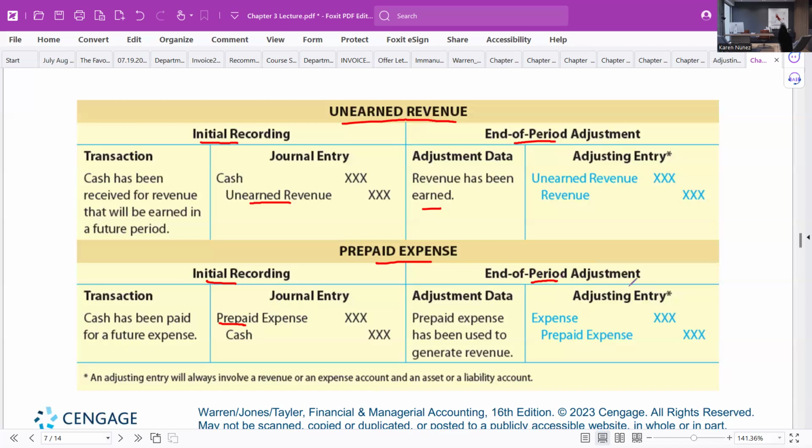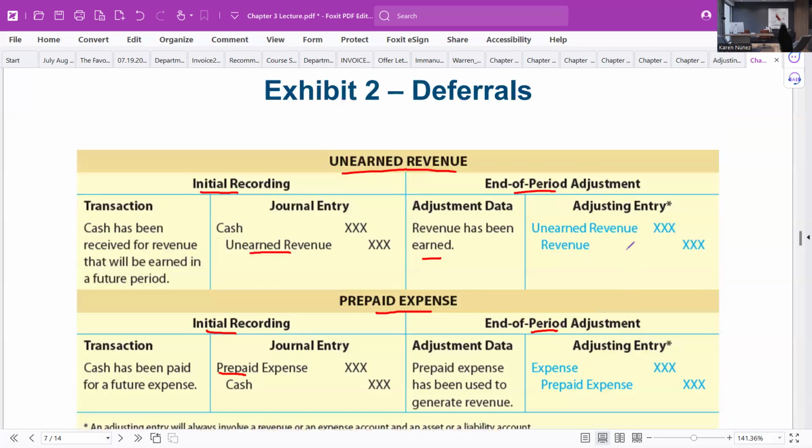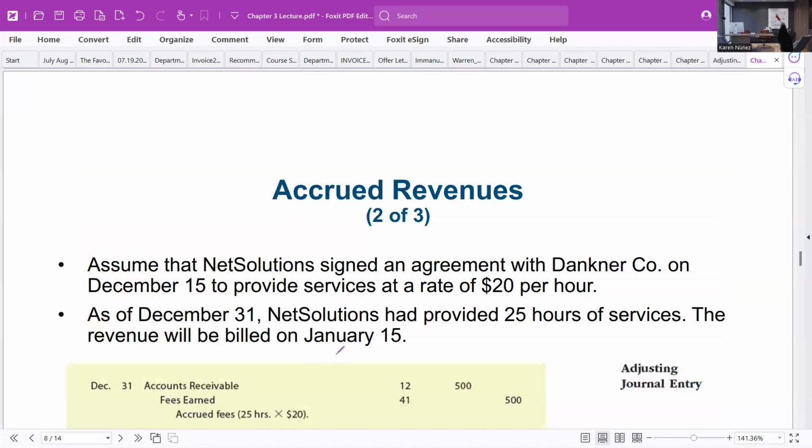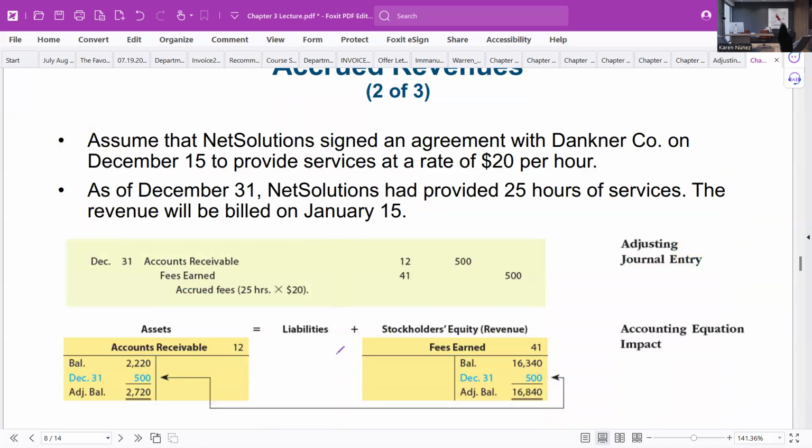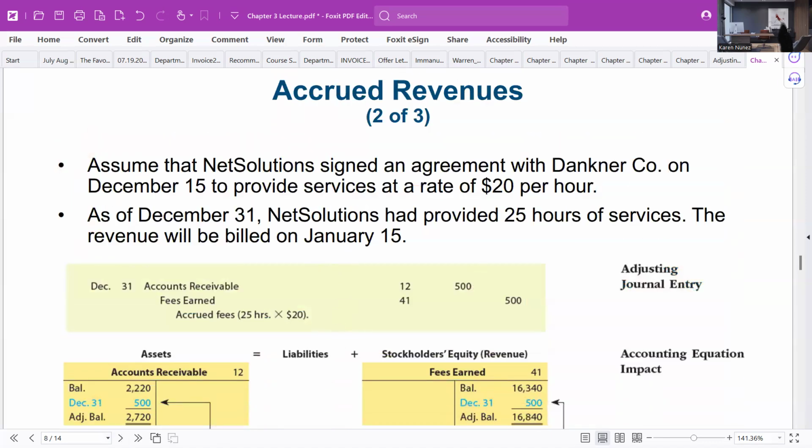These are examples of the deferred items. We are deferring the revenue, and then in the adjusting entry, we recognize the revenue. We are deferring the expense, and then in the adjusting entry, we are recognizing the expense. So we've looked at two different kinds of adjusting entries, the accruals first, now the deferrals, and now we've got some examples with some numbers on them.